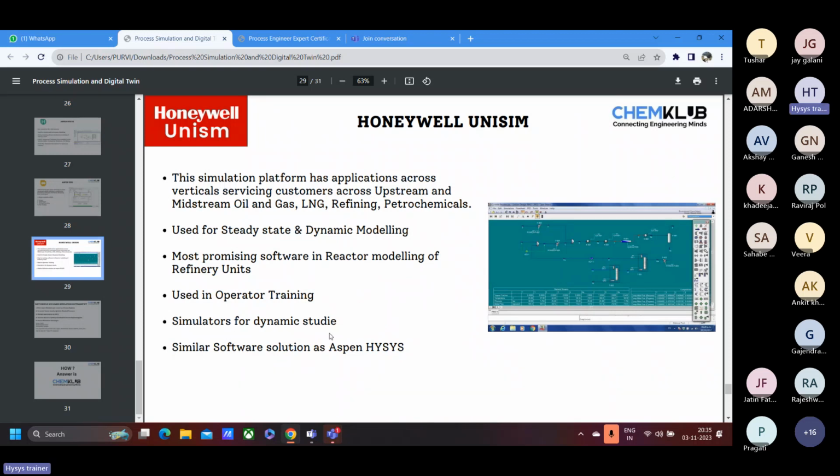It can also be used for dynamic studies. Then there is simulation software that is very similar to Aspen HYSYS. So this is the Honeywell Unisim.